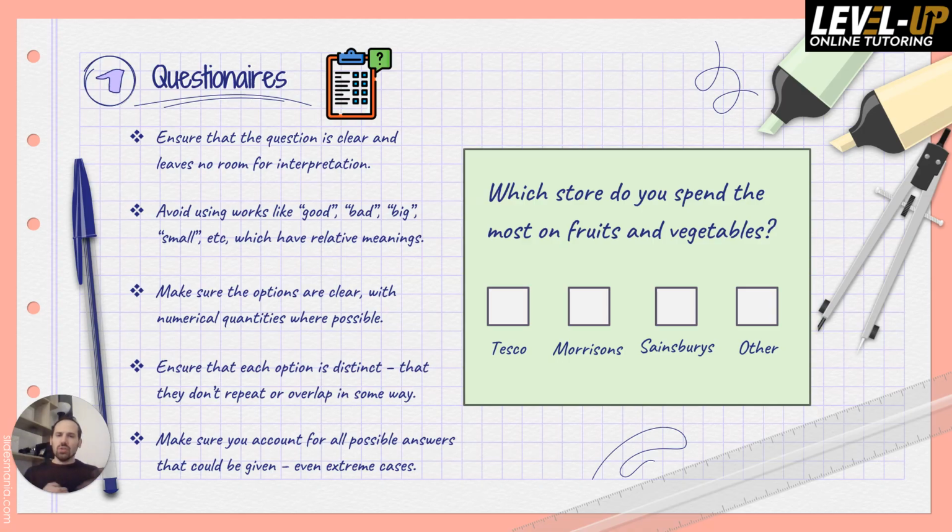I'll give an example of a good questionnaire here. I said, which store do you spend the most on fruits and vegetables? I've given three options, three shops, and then if maybe they don't go to any of those shops, they can just select other. And I've been clear with the question, which store do you spend the most? Like if I said, which store do you get the most fruit and veg? Is that in terms of cost? Is that in terms of quantity? And I've made it specific.